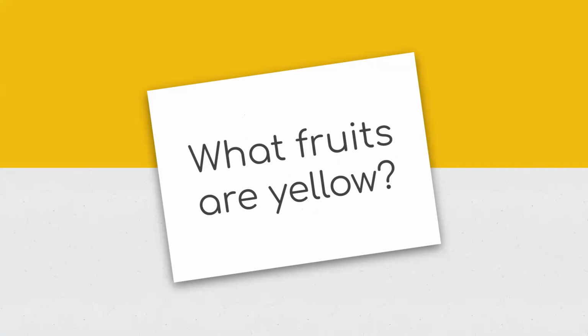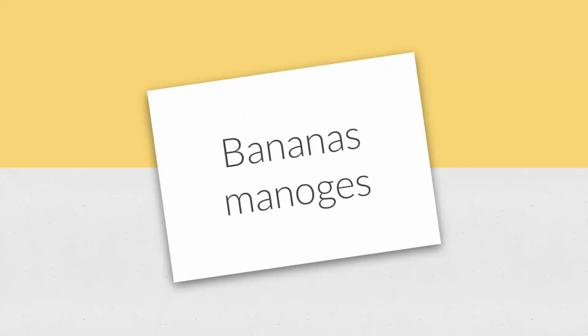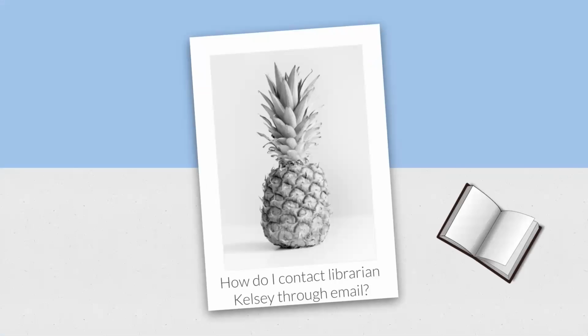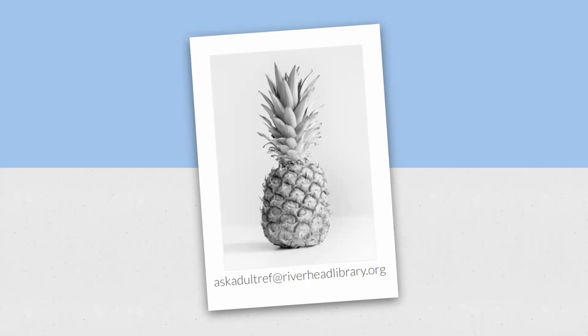So before you would click on that arrow again, you would want to answer that question. And when you feel like you have answered it, or you feel like you don't know the answer, then you can press the key and reveal the answer. So if we do it again, how do I contact librarian Kelsey through email? How would you contact me? And so you'll press that key and you have your answer.